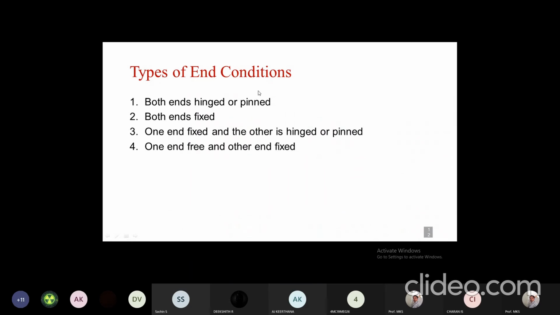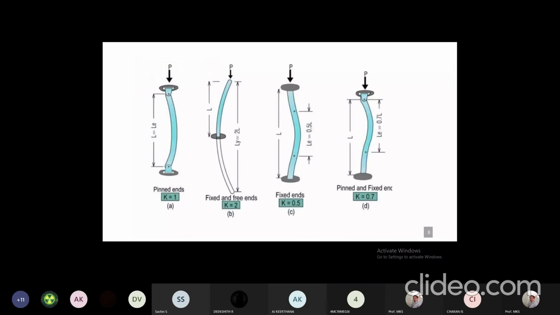or the types of end condition. Types of end condition may be both ends hinged or pinned. So that is just like a simply supported beam, which we have studied. Just like that in the case of a column, both the ends are with a hinge support. Next, both the ends are fixed. So two ends of the column are fixed. Next, the third case, one end is fixed and the other is hinged. Last case, one end is free, the other end is fixed.